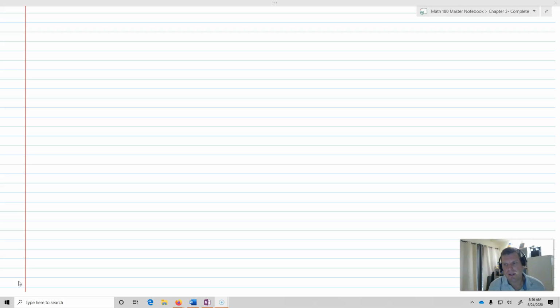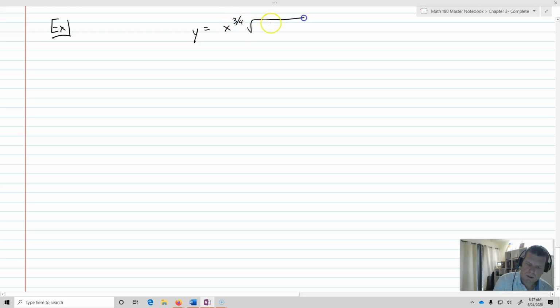Okay, sometimes we can actually differentiate using quotient rule, power rule, chain rule over and over and over again, but maybe logarithmic differentiation is going to make it easier. So here we have an example, okay, and it's going to be y equals x to the 3/4 times the square root of x squared plus 1. And we'll divide that through by 3x plus 2 to the 5th.